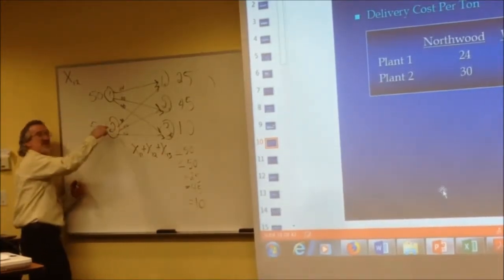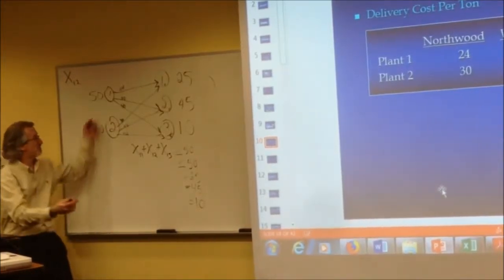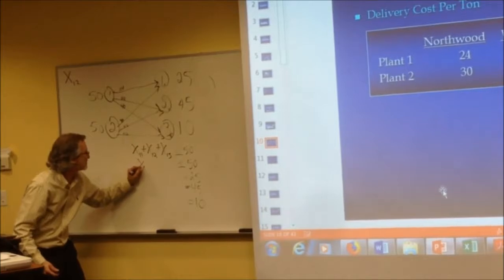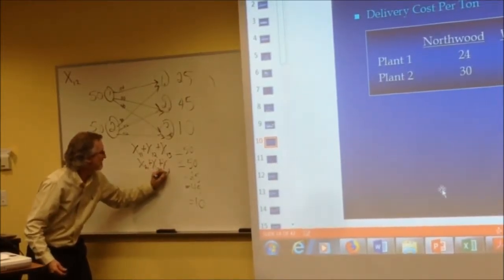Second one is this node. How many arcs are touching it? Three. So it's going to be three variables. Same logic. Ready? X21 plus X22 plus X23.